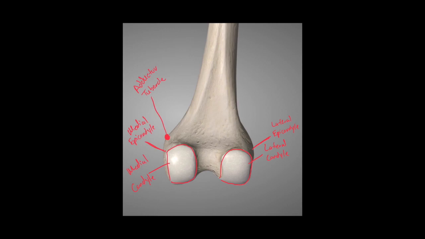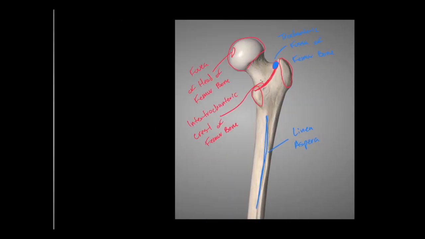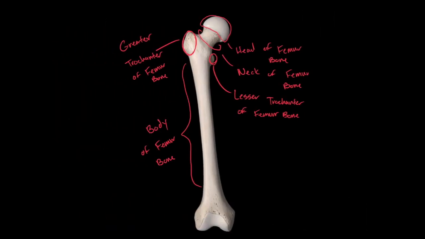But for now, remember on the medial aspect, just above the medial epicondyle, is the adductor tubercle of the femur bone. It can also be seen in this image right here. This point right here, that's the adductor tubercle of the femur bone. Excellent.